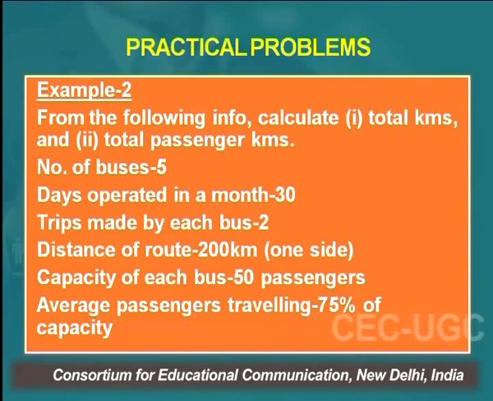Average passengers travelling is 75% of capacity. On an average, if you calculate over a day, all the buses are not packed, so on average only 75% of the bus is full. It means 25% of seats remain vacant. So you will calculate 3/4 of the 50. That is the number of passengers in a particular trip.